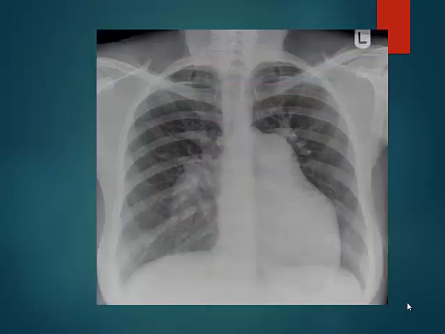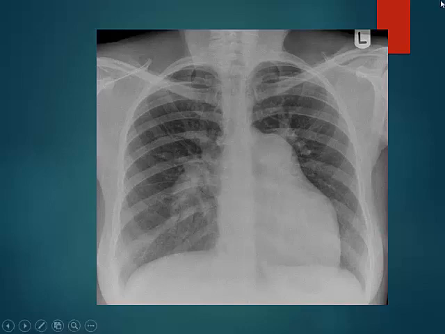Okay, what about this? Dilated central pulmonary artery. So this is the pulmonary artery. This here is very large, marked dilatation of the main pulmonary artery. The aortic knuckle is very small here, and as you can see, the central pulmonary arteries are quite large. So what condition could this represent?